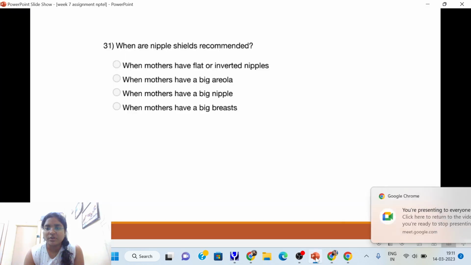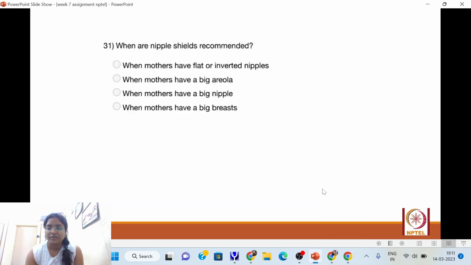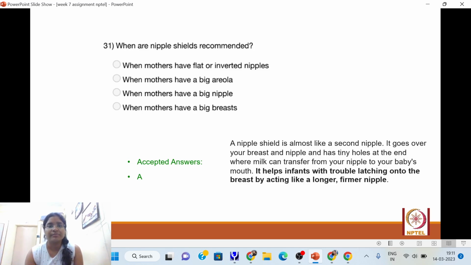Okay, let's see what is the correct answer. The correct answer is A. When mothers have flat or inverted nipples, it may not be enough for the baby to suck it and it may lead to nipple feeding instead of breastfeeding. That's why nipple shields are recommended for mothers who have flat or inverted nipples, right?